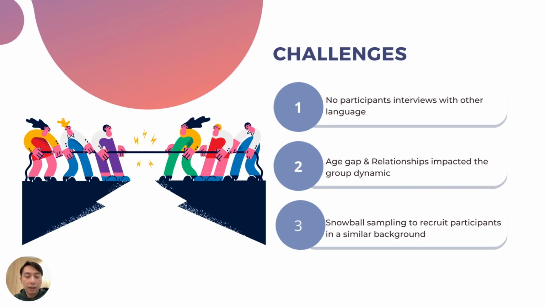For the challenges, the first one is no participant interviews in other languages in one article, because all the materials are given in English. For the second challenge, the age gap and relationships impact the group dynamic. And lastly, snowball sampling recruits participants from similar backgrounds only, so maybe there is a bias in the representativeness of the entire population of interest.